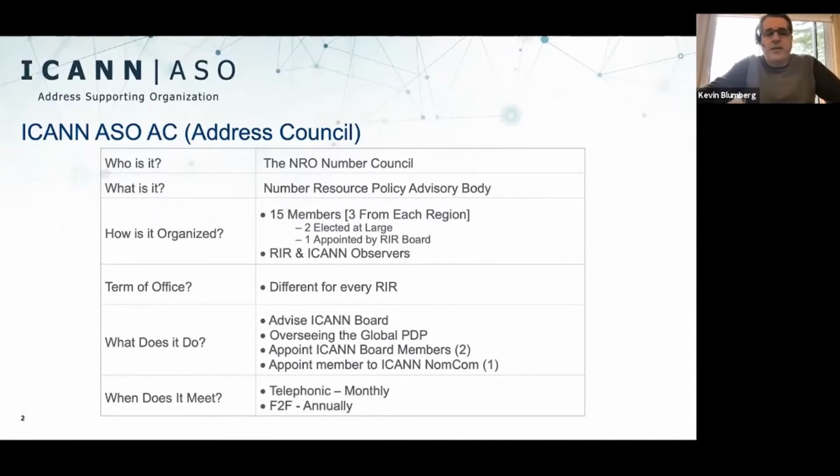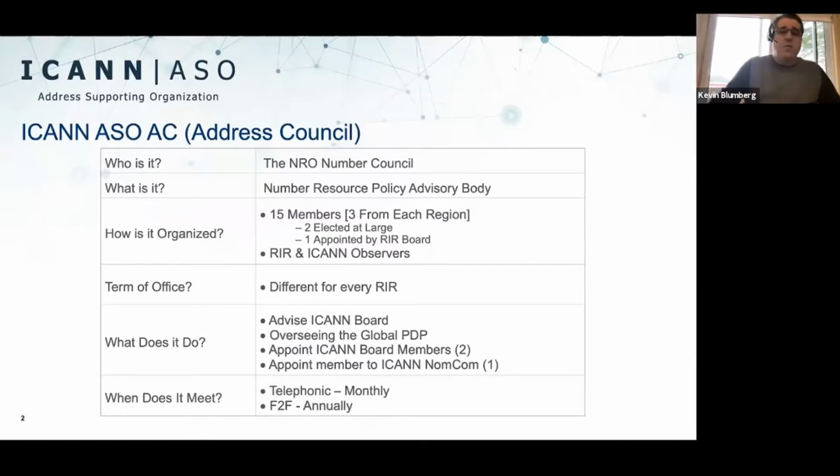The ASO AC's primary role is to oversee global policy development. We have a set of procedures that are detailed on our website, and we'll get a little bit more into that in a minute. But our main goal is being there for global policy development. We also elect, or appoint, I should say, 2 members to the ICANN board for seats 9 and 10. We appoint a member to the ICANN NOMCOM, and as requested, we will advise the ICANN board.